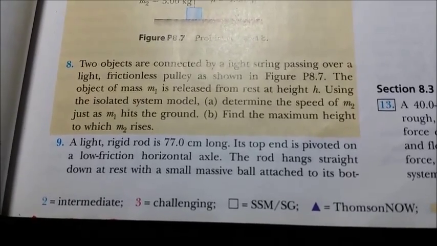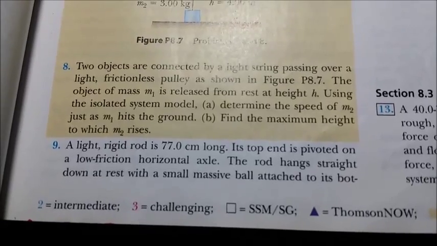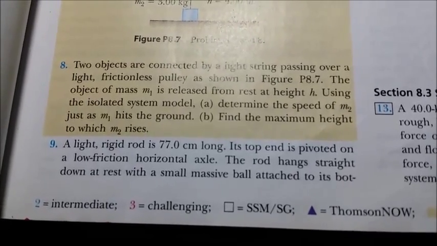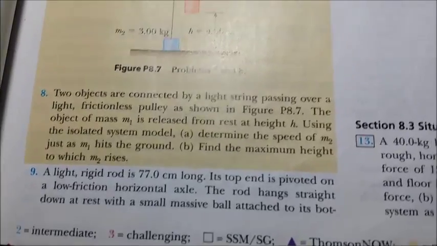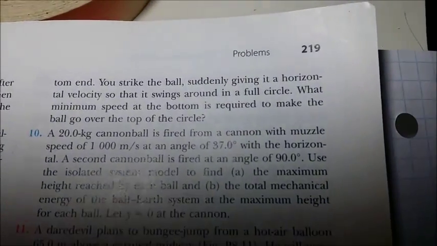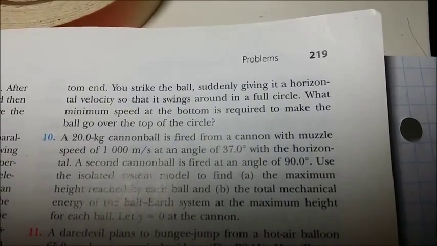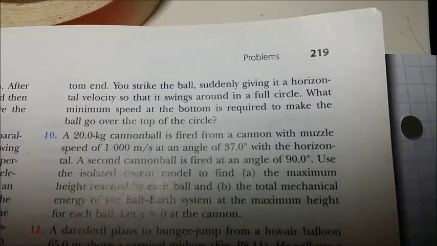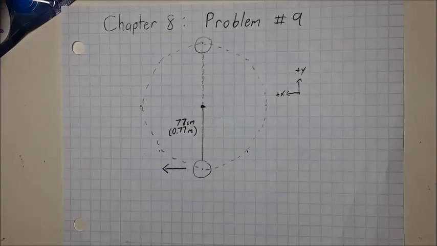Number 9 states, a light rigid rod is 77 centimeters long. Its top end is pivoted on a low friction horizontal axle. The rod hangs straight down at rest with a small massive ball attached to its bottom end. You strike the ball, suddenly giving it a horizontal velocity so that it swings around in a full circle. What minimum speed at the bottom is required to make the ball go over the top of the circle?